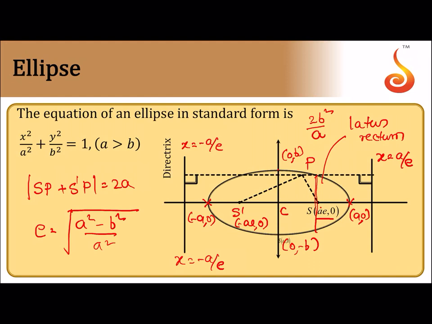I revise once again. This is the centre. These are the two foci, ae comma 0 and minus ae comma 0. Directrix is x equal to a by e and x equal to minus a by e. And these are the vertices, a comma 0 and minus a comma 0, 0 comma minus b and 0 comma b. This is the semi-minor axis. This is the semi-major axis. And this is the semi-minor axis.